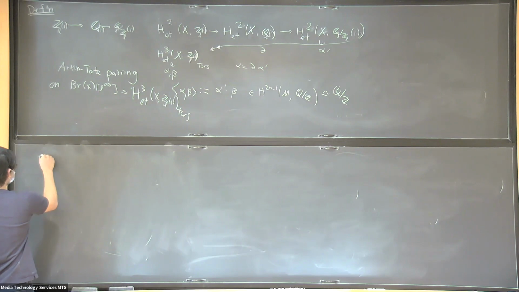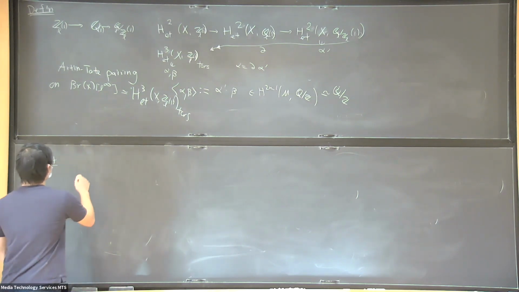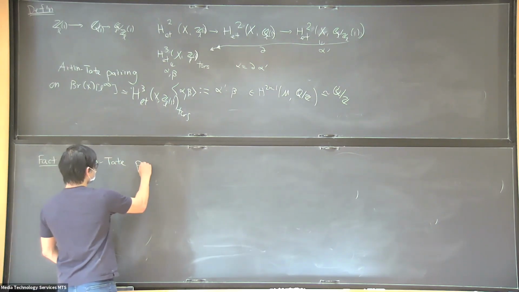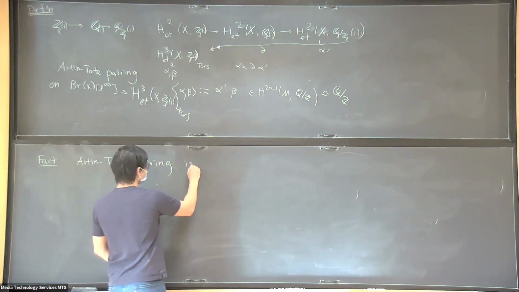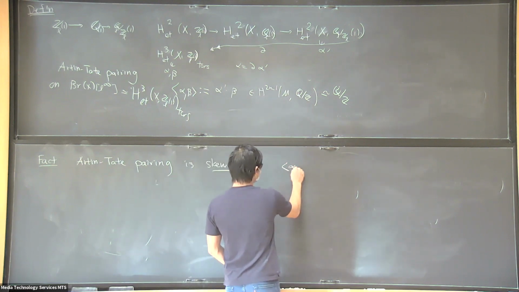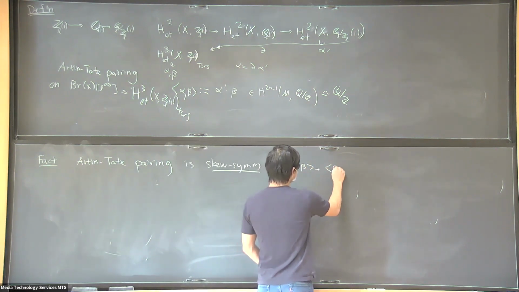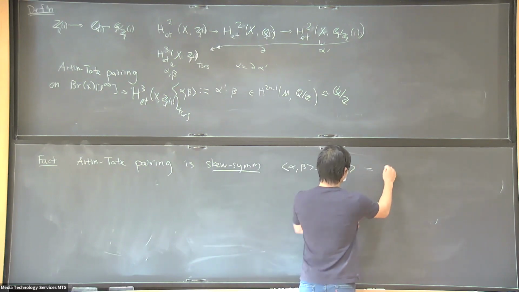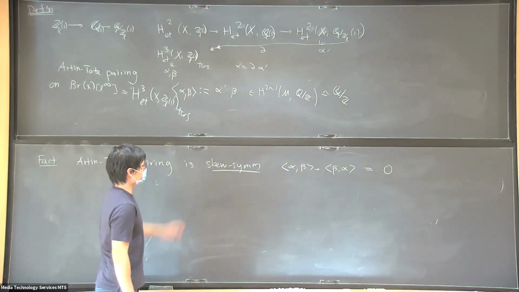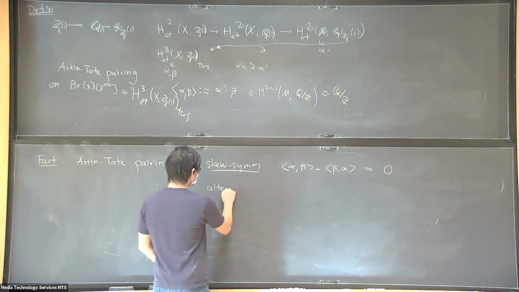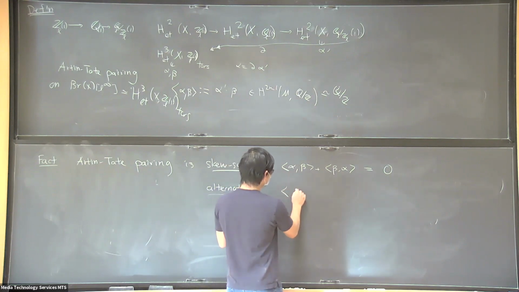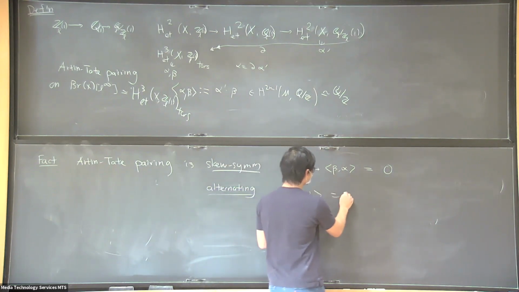So the lemma is that the arithmetic pairing is skew symmetric, which means if I take any alpha and beta, I pair them, and I consider the pairing in the opposite order, they add to 0. There is something a little bit stronger than skew symmetric, which is alternating. We would say a pairing is alternating if the pairing of alpha with itself is 0 for all alpha.